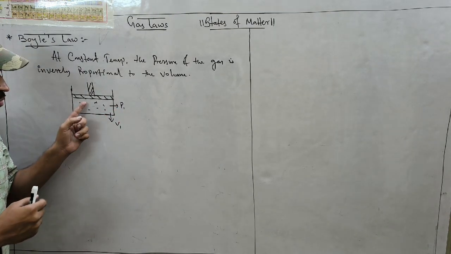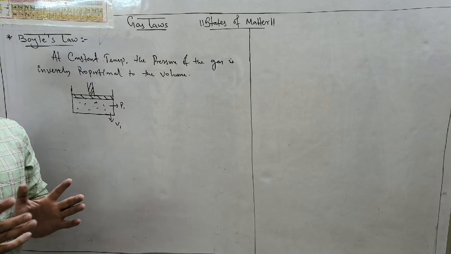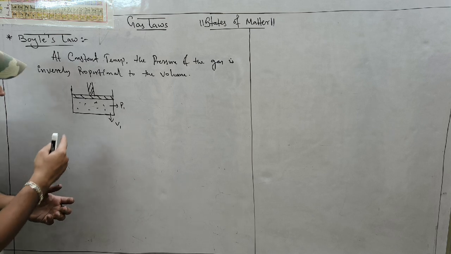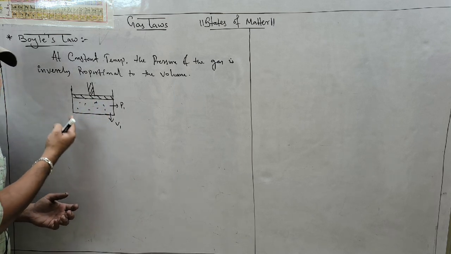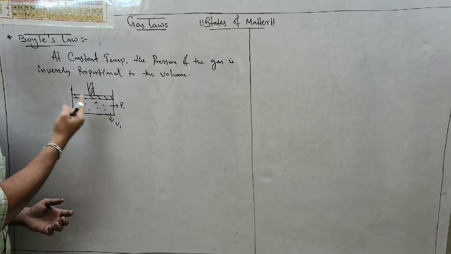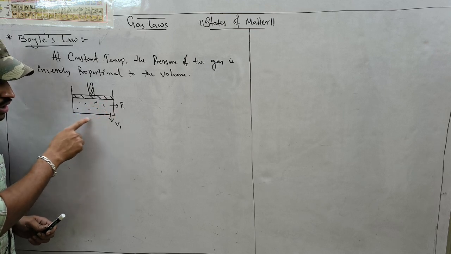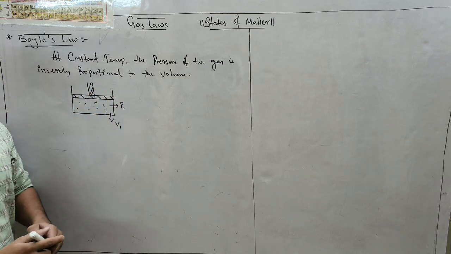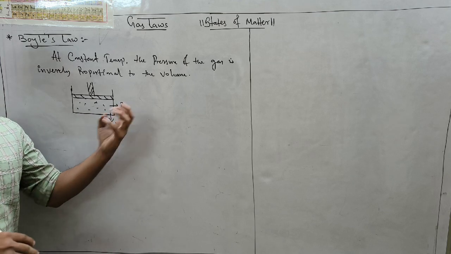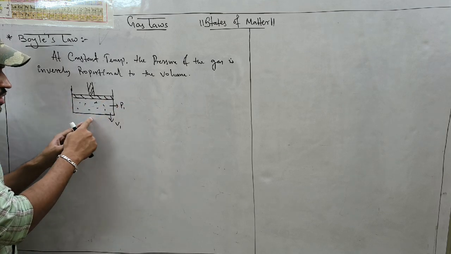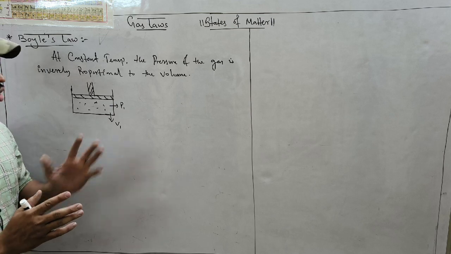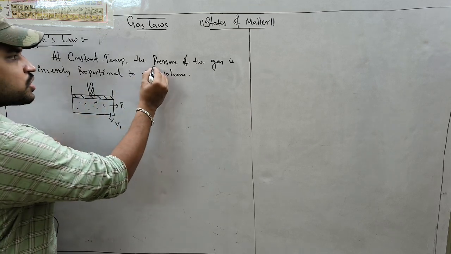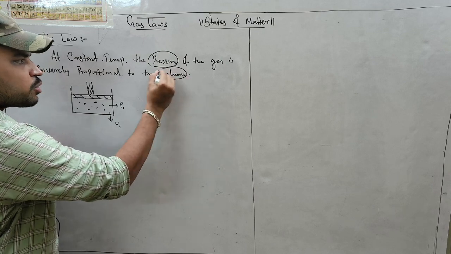How does the pressure develop? Gas molecules are not stable. They are in continuous random motion. In this random motion, the gas molecules continuously strike the walls of the container. They collide with the walls of the container, and due to this collision they develop a pressure, called the initial pressure P1, and they occupy a space that is called volume. Hope you're clear.